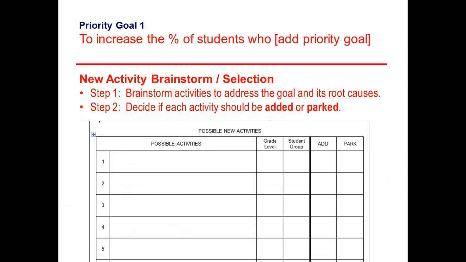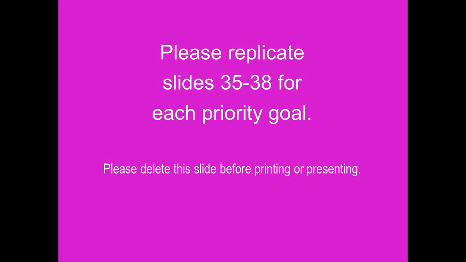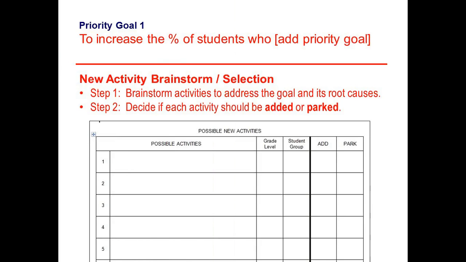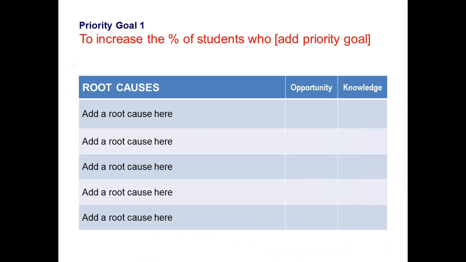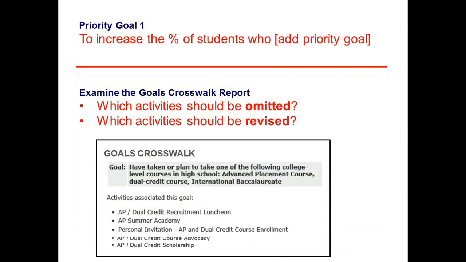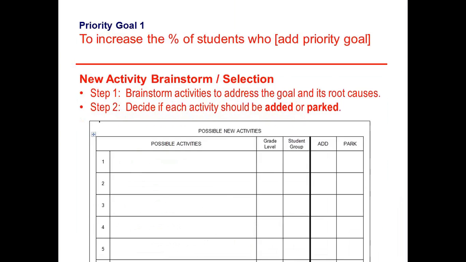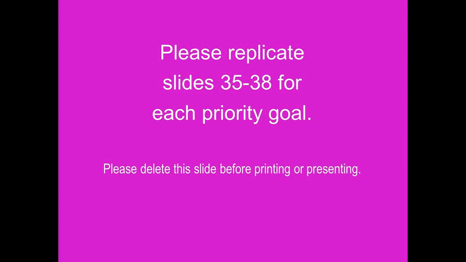Okay, so that's goal one. Then we're going to do the same 3 steps for each of your priority goals. For goal 2, you're going to go back, and this time you'll write the root causes for goal 2, and then look at the crosswalk report and decide if there are activities that need to be omitted or revised, and then for goal 2 you'll discuss additional activities. Then you'll do the same thing for goal 3 and goal 4. So you're thinking about each of your priority goals very carefully in designing those activities. Remember, a year from now we're going to look at follow-up data to see if those activities collectively made a difference in that student choice.